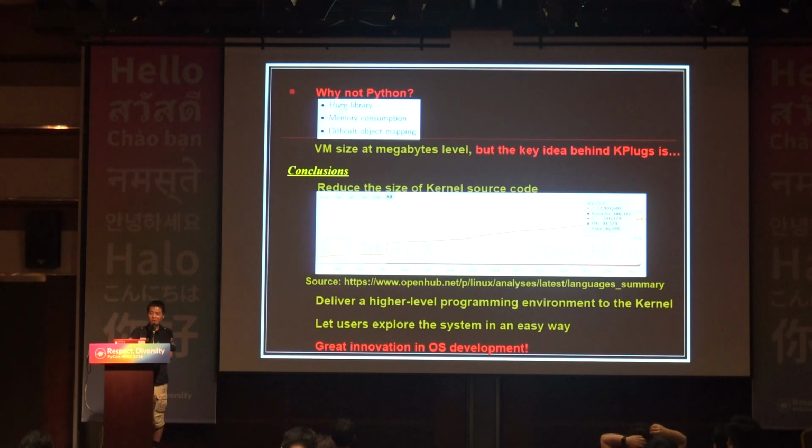When the developers of Lua were asked why they did not choose Python as the kernel scripting language, they said that Python has a huge library and its memory consumption is not affordable, and direct object mapping is also difficult to embed in the kernel. The size of the Python VM is at the megabyte level, while Lua, as we know, is a concise and fully customized implementation at the kilobyte level. So they chose Lua as the kernel scripting language.